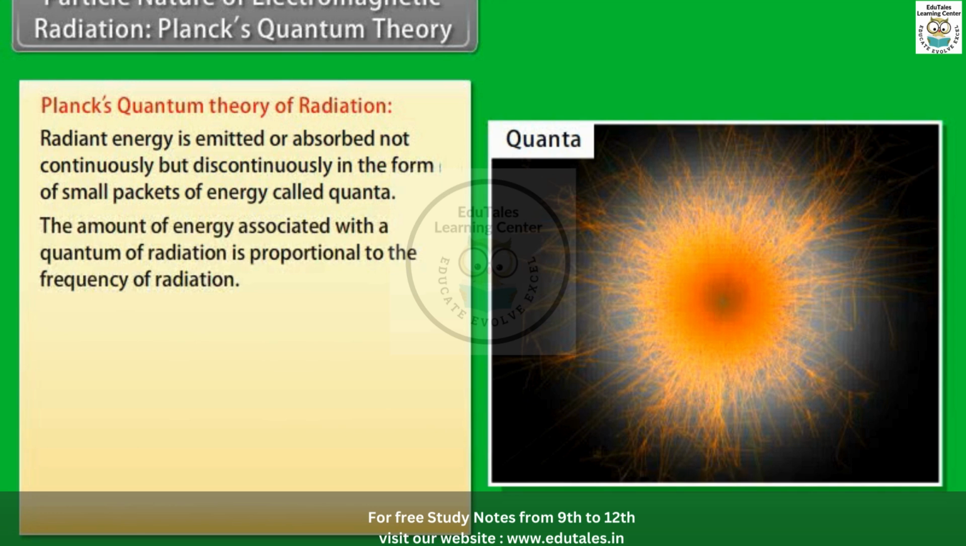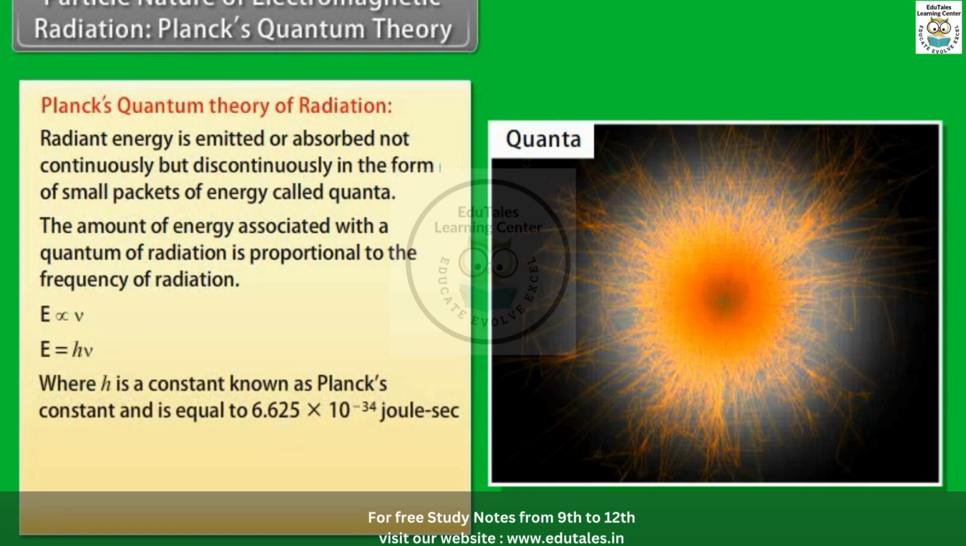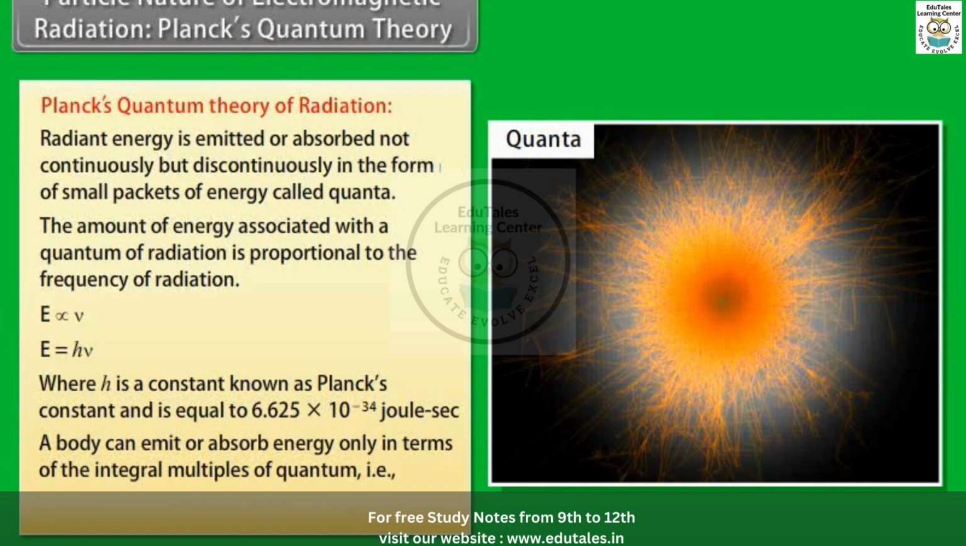The amount of energy associated with a quantum of radiation is proportional to the frequency of radiation, where h is a constant known as Planck's constant and is equal to 6.625 into 10 raised to the power minus 34 joule second. A body can emit or absorb energy only in terms of the integral multiples of quantum, that is, E is equal to nh nu, where n is equal to 1, 2, 3, 4, etc.